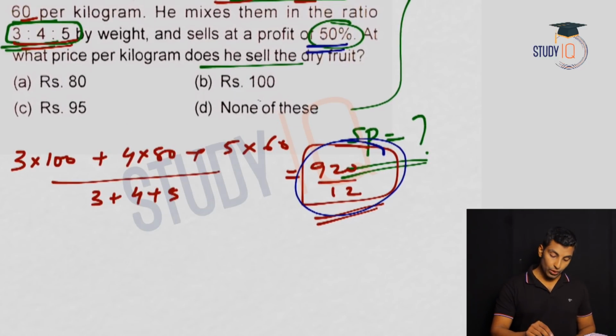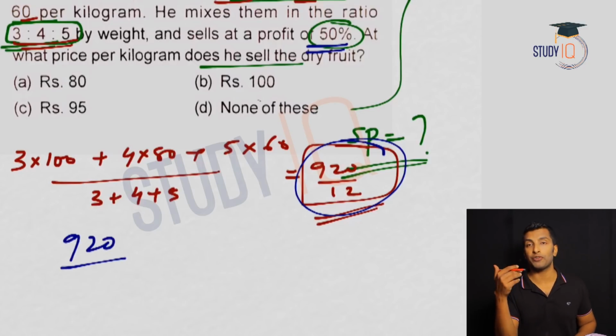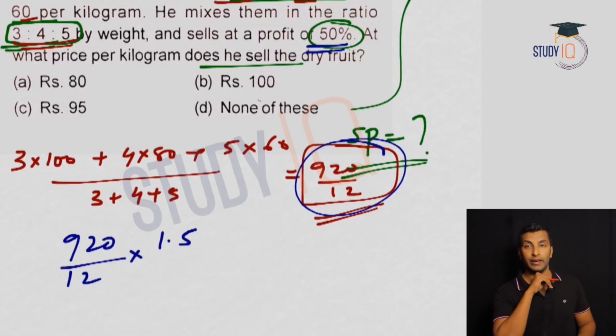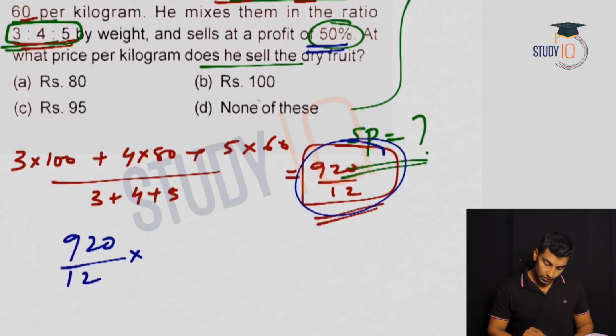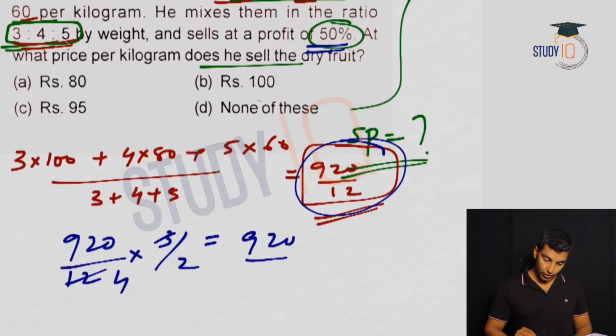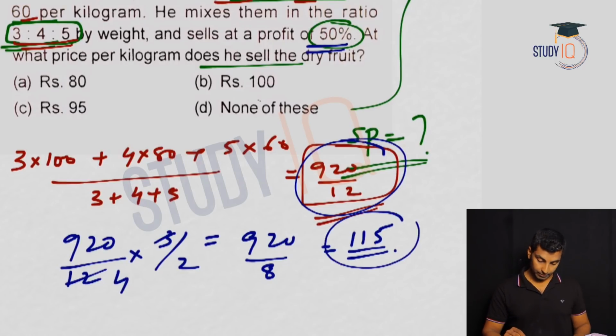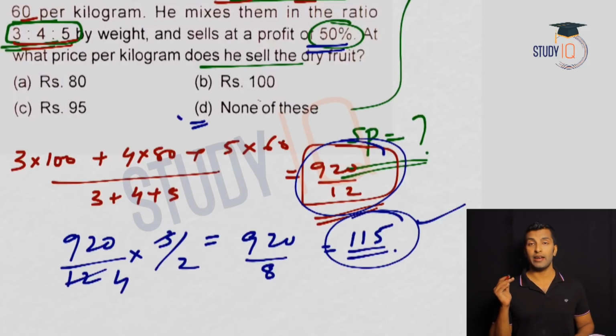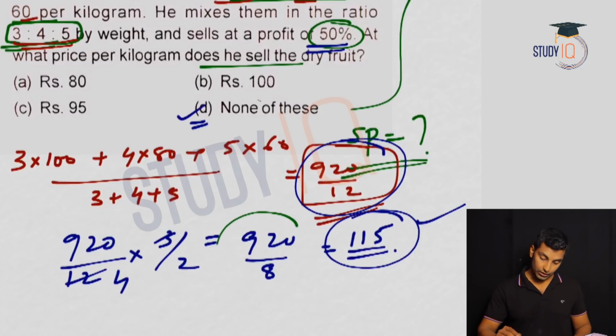Now this is your cost price. Now what is given? He is selling at 50% profit. 50% profit means what is the multiplication factor? That is 1.5, because 100 plus 50 by 100. So 920 by 12 into 1.5. This 1.5, you can write as 3 by 2. When you do this as 3 by 2, you will get the calculation easier. This will get cancelled out. So this is 4, so this is actually 920 by 8. That is 115, because 100 times 8 is 800 and 15 into 8 is 120. So 115 is your answer.